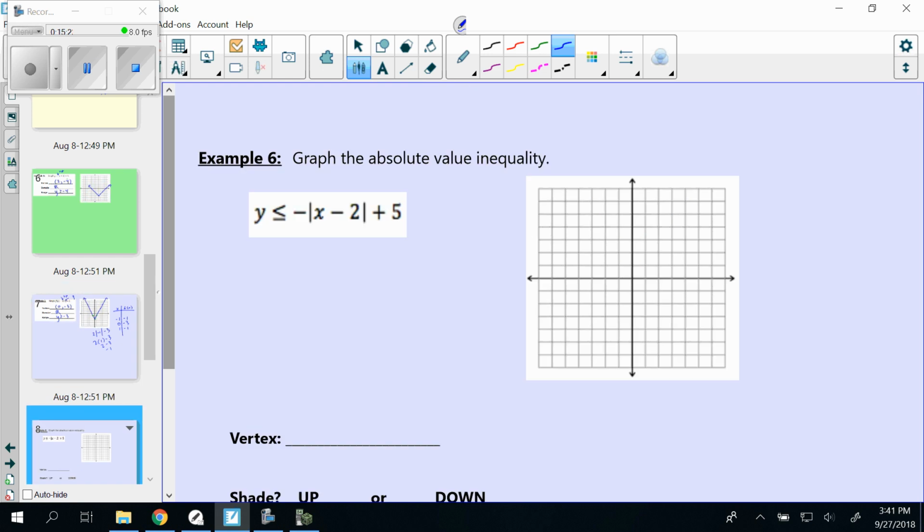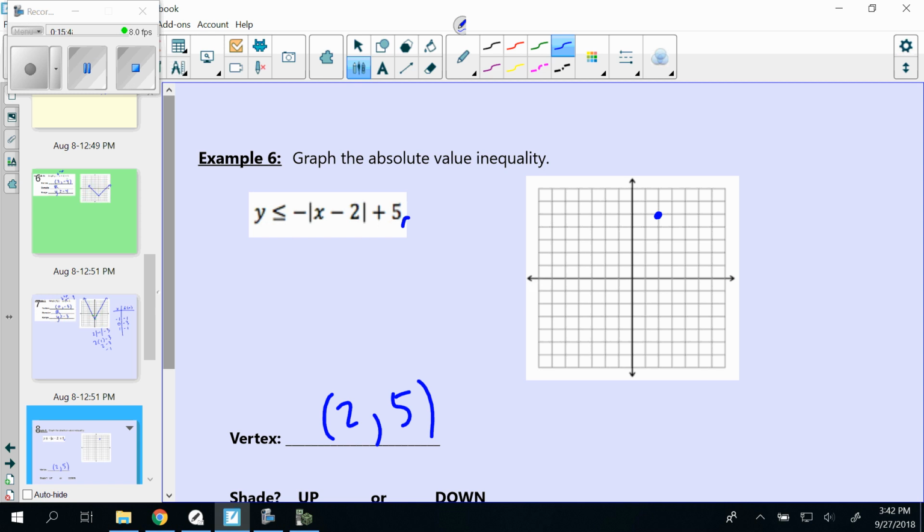Okay, next one. We want to graph this one out. Okay, what's the vertex? What makes this 0? Again, if you can't see it, just put it equal to 0 and you can find it out. It's 2. So we've got 2 comma, our y value is going to be 5. So on the graph, let's go find that point. 2, 5 is right there.